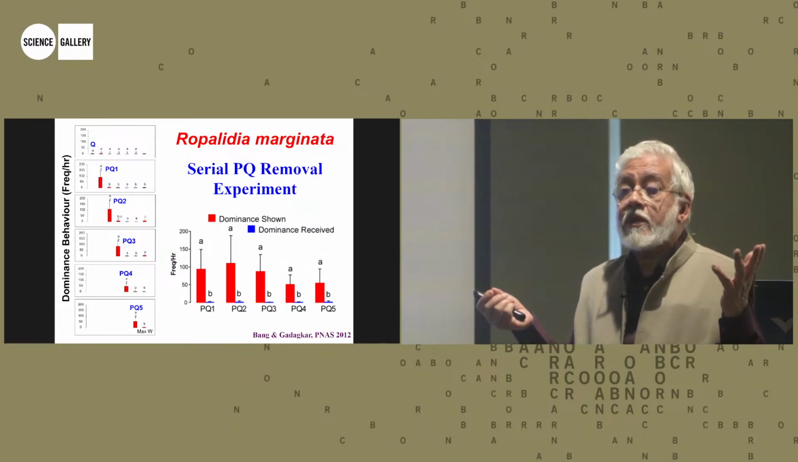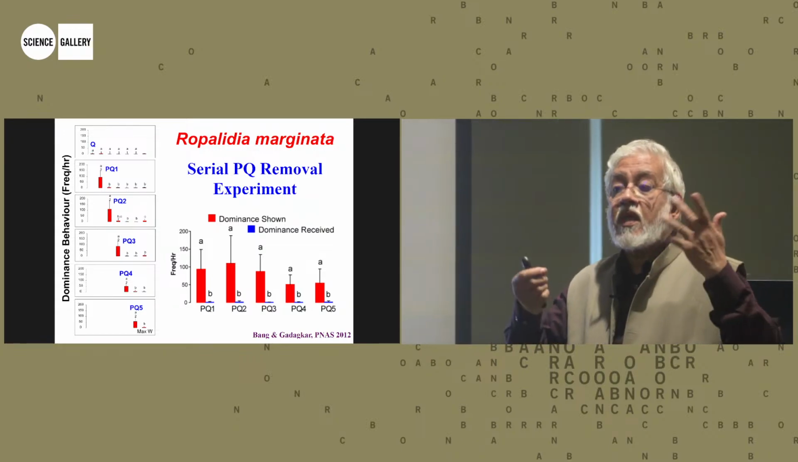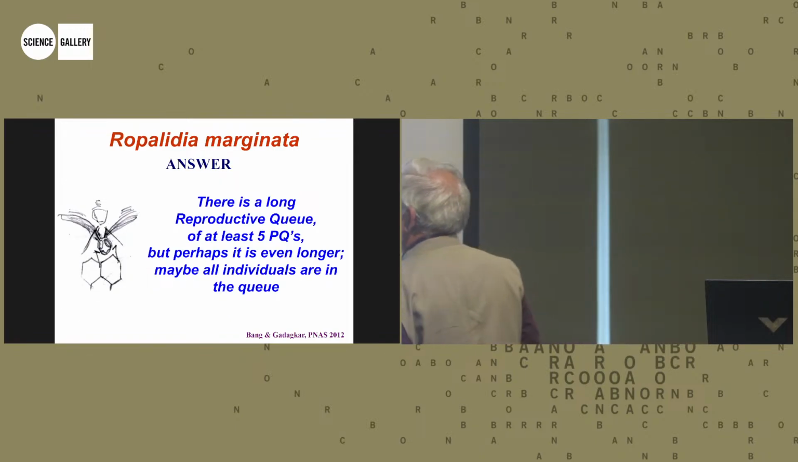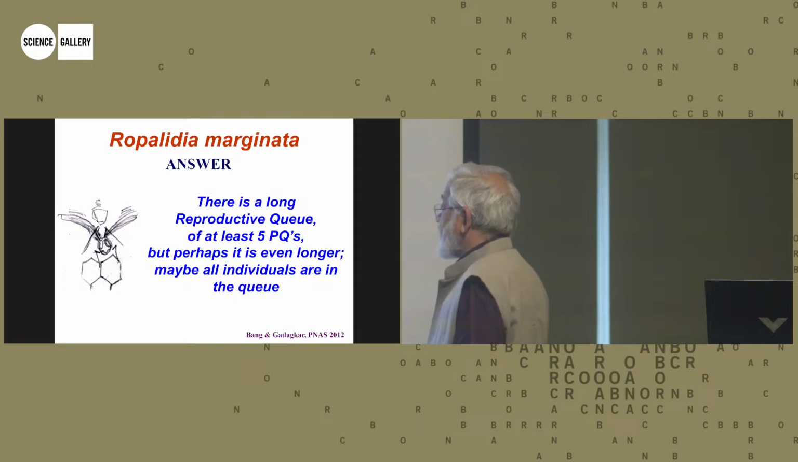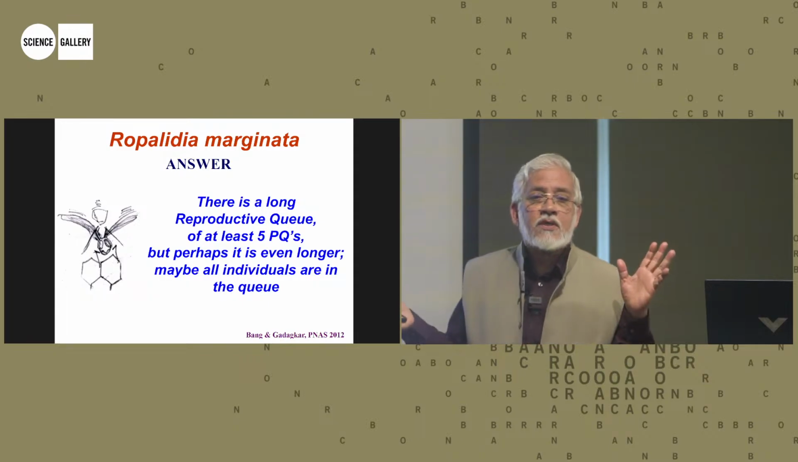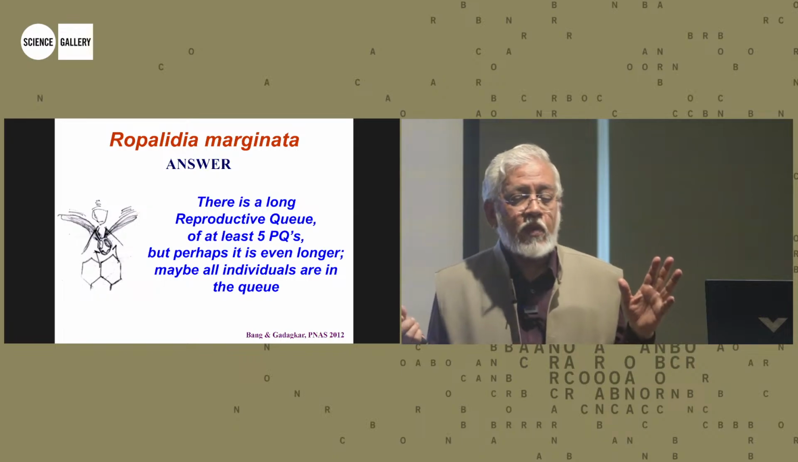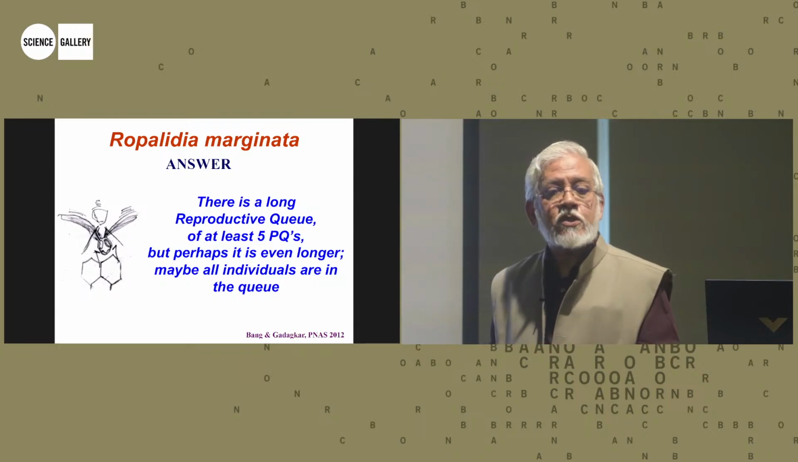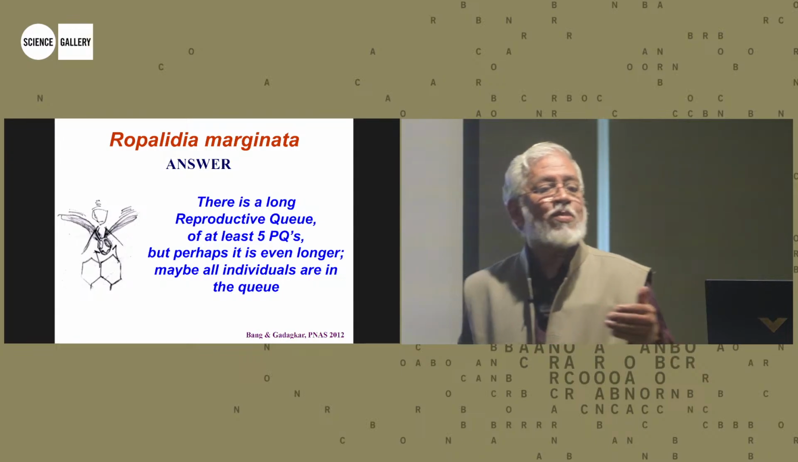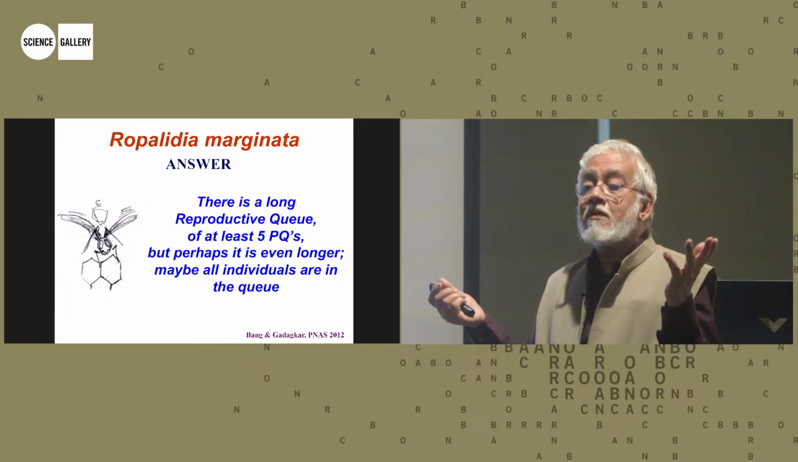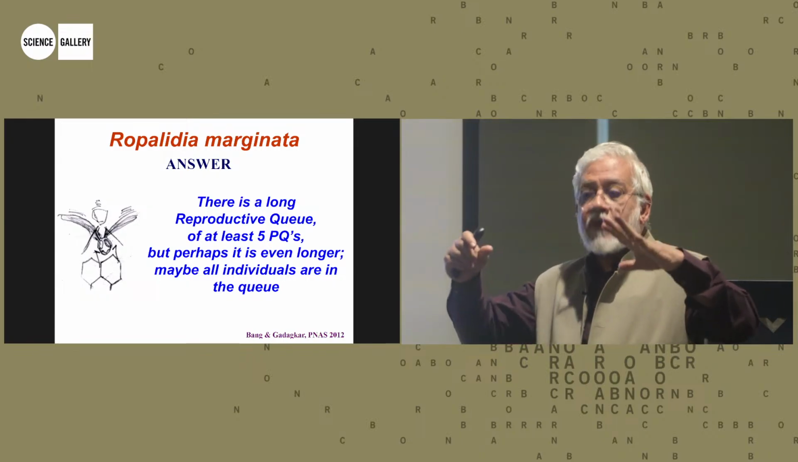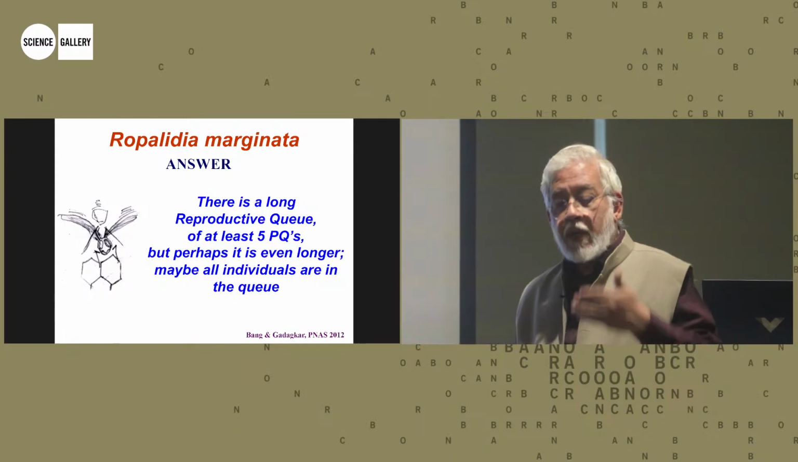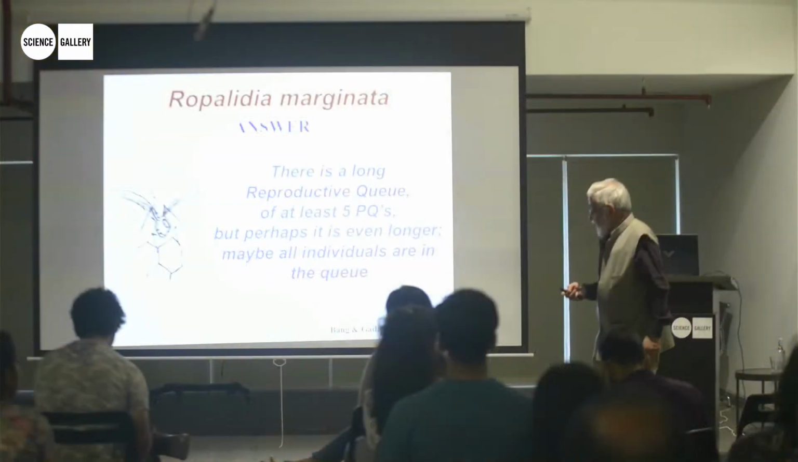How do they do all of this? That we don't know, but worth thinking about. There is a long reproductive queue of at least 5 potential queens, but perhaps it is even longer. Maybe all the individuals are standing in a queue. For me, what is more surprising than all of them standing in a queue is that they have the patience to wait for their turn. They don't jump out of turn. How do they do this? We know why they do this, because I think it's good for the colony, but how do they do this? These are questions which we still don't know, but if you keep on asking these questions, you can answer them.